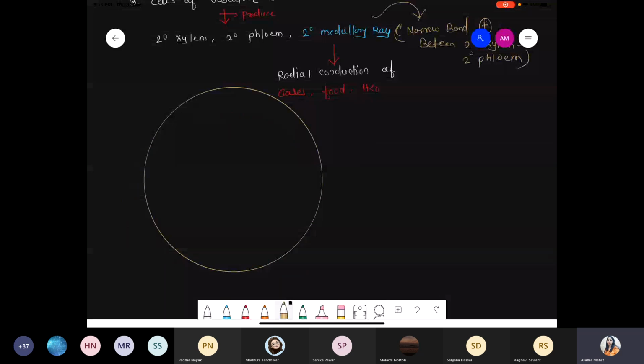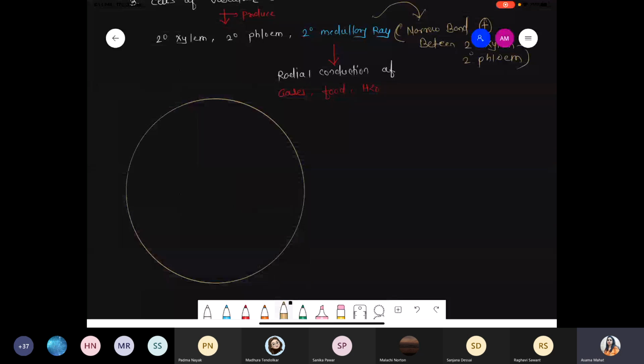Chalo. Should I continue with diagram? Initially use pencil, please.